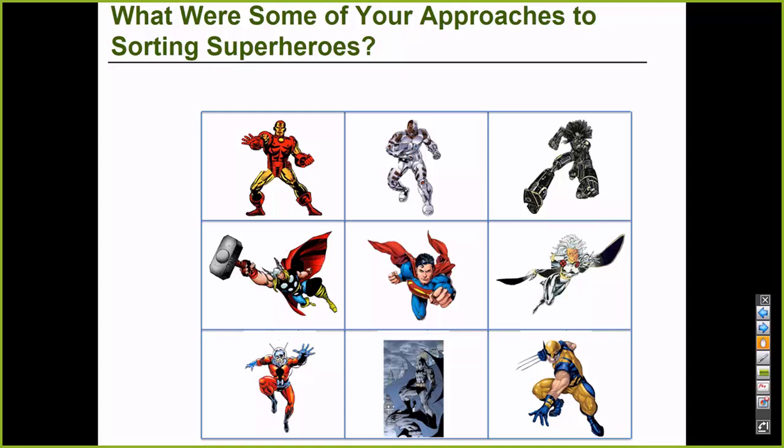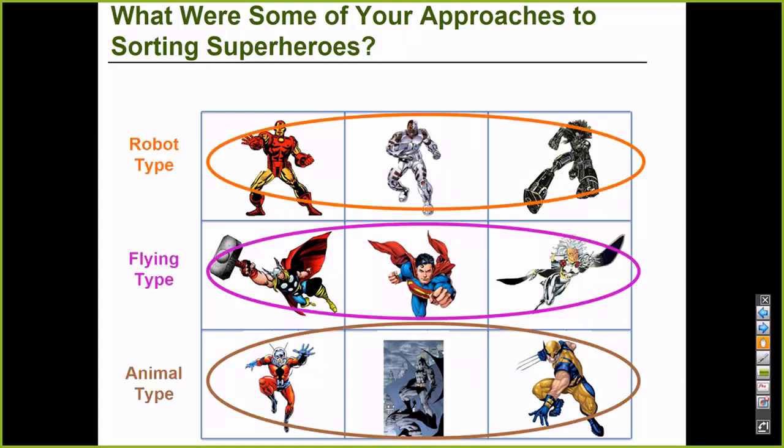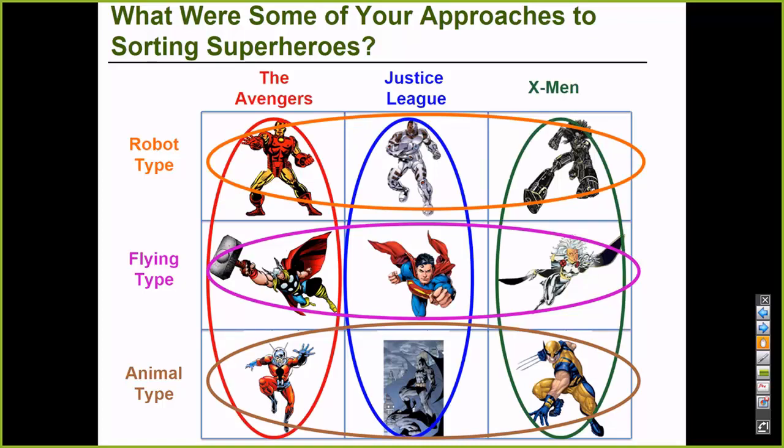so the authors of this paper, they did this with novices and experts. So this is how some people sorted, which is kind of what you were, I think you said, flying. So robot type, flying, or animal, right? So in terms of expertise, right? And then here's another way. Oh, he's X-Men. So which do you think was novice and which do you think is expert?